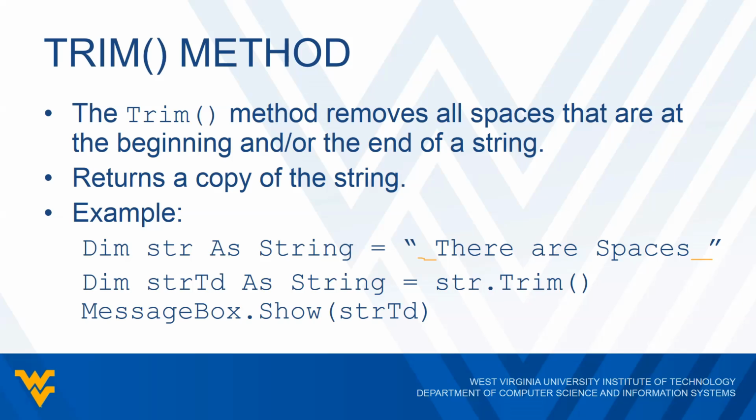So the next line is where we actually call the trim method. So we're calling that right here. And since this returns a copy of the string with the removed spaces, we'll store that in another string variable. So this is going to be strtd. So we're going to store it in there. And then we're going to display that string in a message box, which is done in the third line. So what this is going to do is it will display there are spaces. It's just now there are no leading spaces and there are no trailing spaces.